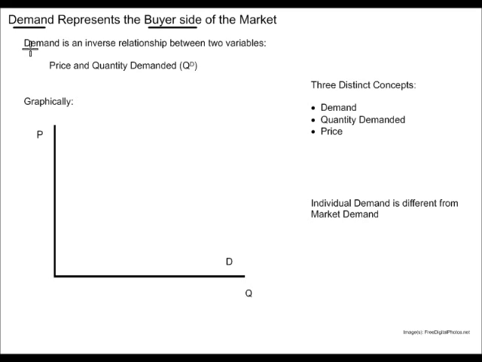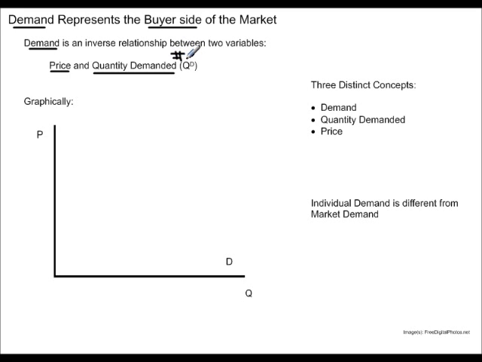A definition: when an economist uses the term demand, what do they mean? They're describing an inverse relationship between two variables, two things that we can measure. One thing is the price. The price represents how much buyers have to give up in a transaction in order to get goods or services. And the other thing that is measured is this concept of quantity demanded. Quantity demanded is a measure of how many units buyers want to purchase.